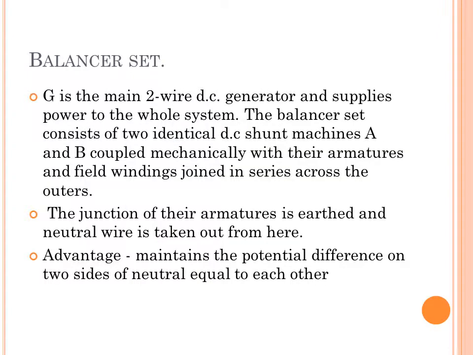G is the main generator, a 2-wire DC generator, and supplies power to the whole system. The balancer set consists of 2 identical DC shunt machines A and B, coupled mechanically with their armatures and field windings joined in series across the outers. The junction of their armatures is earthed and the neutral wire is taken out. The advantage of this system is it maintains the potential difference on the 2 sides of the neutral equal to each other.